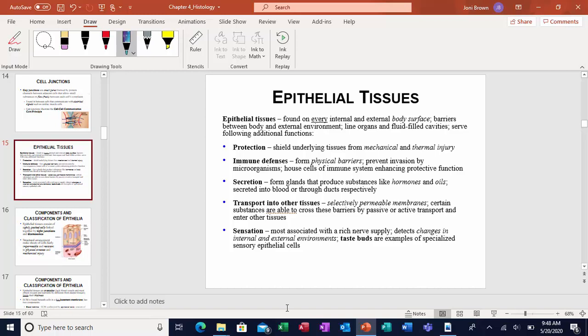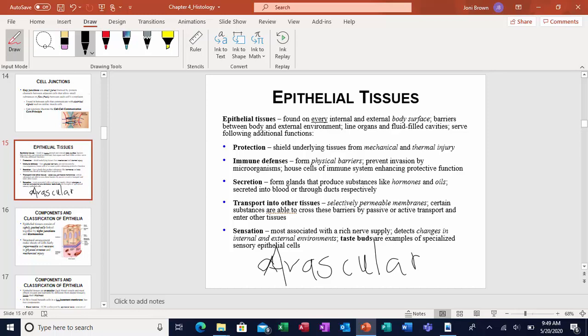Now, one thing about epithelial tissue that makes it a little bit different is it is avascular. Let's see if I can write this. That's an A, sorry. My finger doesn't write real well. Avascular. Now, if it's vascular, it's got something to do with blood. So avascular means without blood. There is no blood supply in epithelial tissue. It gets its nourishment from the underlying tissue that has a blood supply.